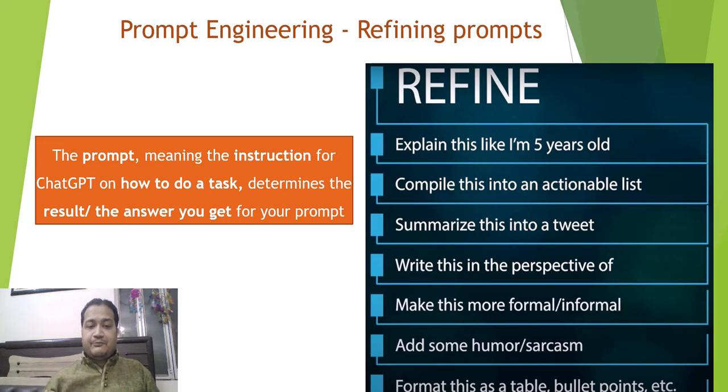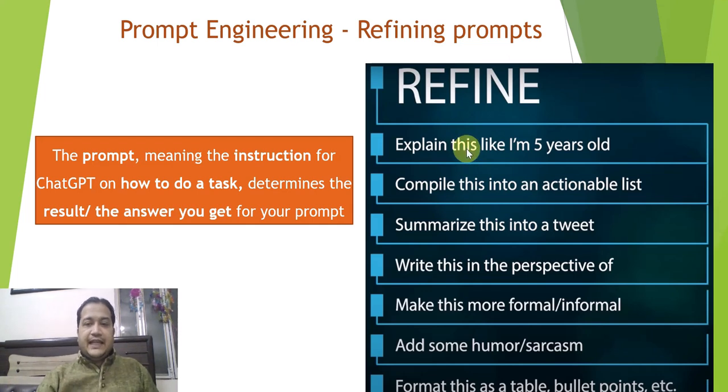And that is very important to learn nowadays, because you cannot ask a very direct question like what does this mean. Instead, you can say that I am, let's say, 10 years old, or I am doing a PhD or something like that. Then you will get a better, more specific result from ChatGPT. That is called refining the prompts.